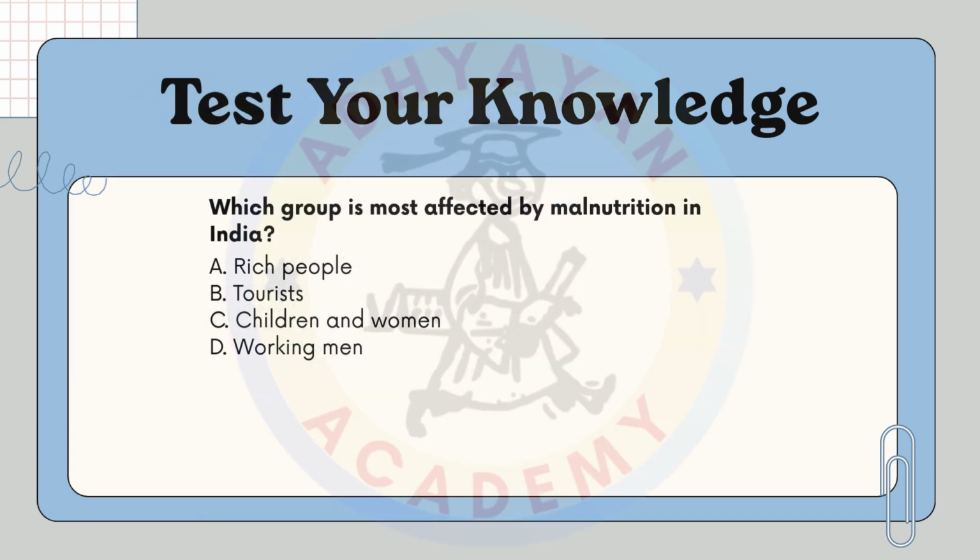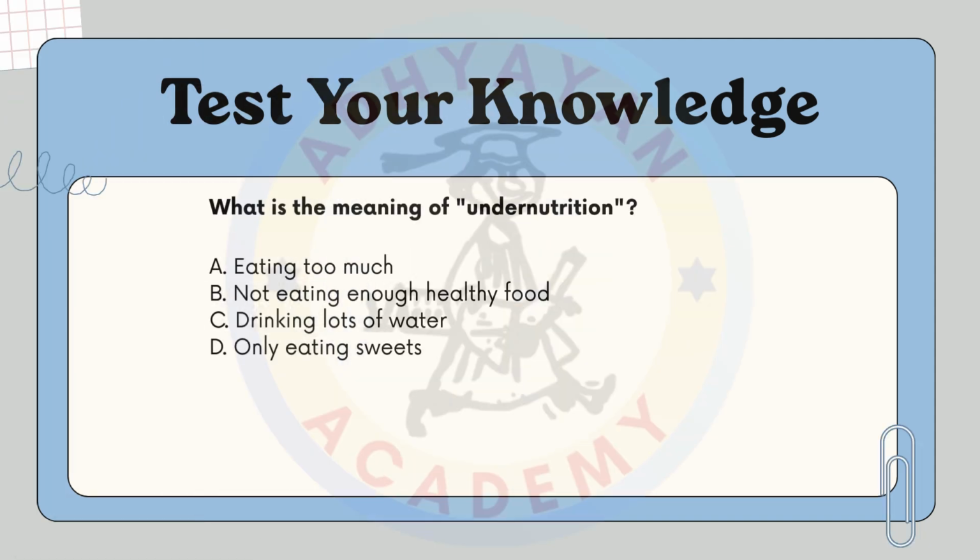Which group is most affected by malnutrition in India? A. Rich people. B. Tourists. C. Children and women. D. Working men. What is the meaning of undernutrition? A. Eating too much. B. Not eating enough healthy food. C. Drinking lots of water. D. Only eating sweets.